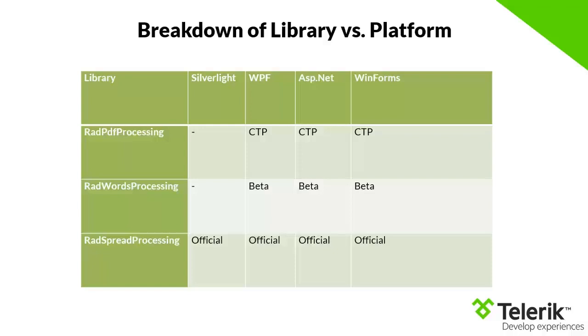So here is a breakdown of the library versus the platform. Let's take the very first one, which is RadPdfProcessing. You'll see it's not available in Silverlight, but it is available as a CTP in WPF, ASP.NET, and WinForms. For RadWordsProcessing, again, it's not available in Silverlight, but it is available as a beta in WPF, ASP.NET, and WinForms. For RadSpreadProcessing, it is official in the Q2 2014 release for all 4 platforms.